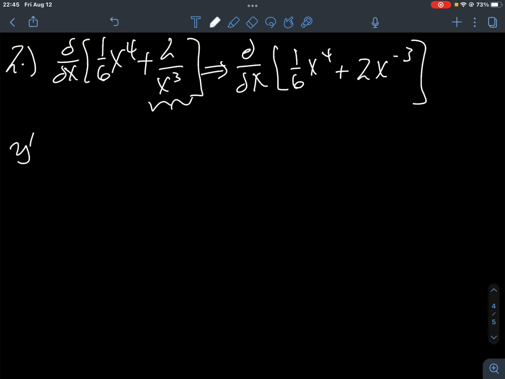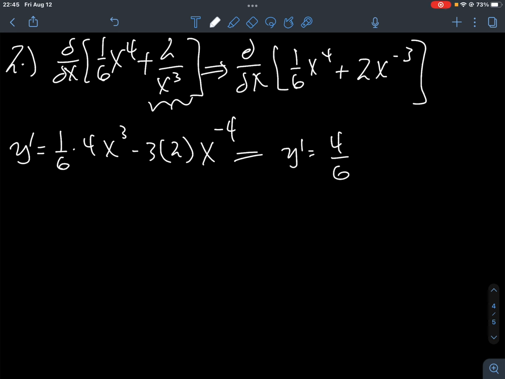Okay, so let's go ahead and compute that derivative. We'll just call it y prime is equal to, well, we got to bring that 4 down, so it's going to be 1/6 times 4, x to the 4 minus 1 is 3. That's a 3. Now, we're going to bring that minus 3 to the front. Multiply that by 2. x to the minus 3 minus 1 is minus 4. So y prime is equal to 4 over 6 x cubed minus 3 times 2 is 6, x to the minus 4.